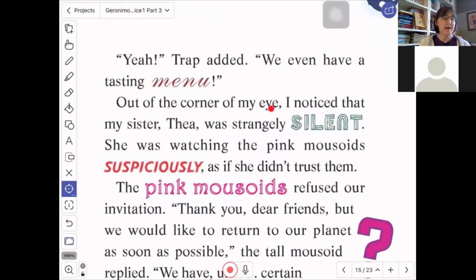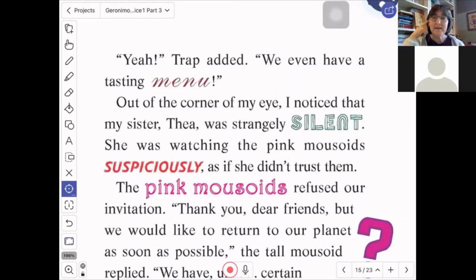Out of the corner of my eye, I noticed that my sister Thea was strangely silent. She was watching the pink mousoids suspiciously, as if she didn't trust them. If you're suspicious of someone, you suspect them of doing something that's not so good. Now you suspect them of doing something that they're being very sneaky about, being very mysterious and quiet about it.